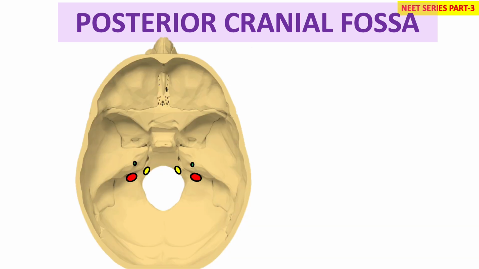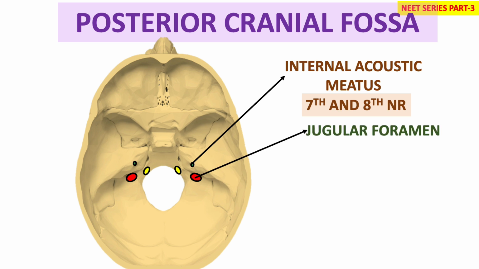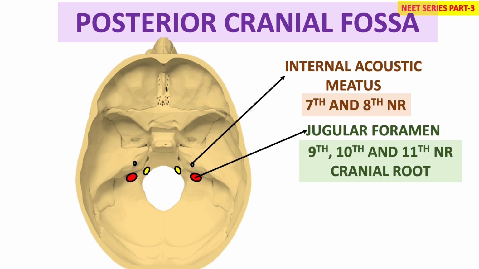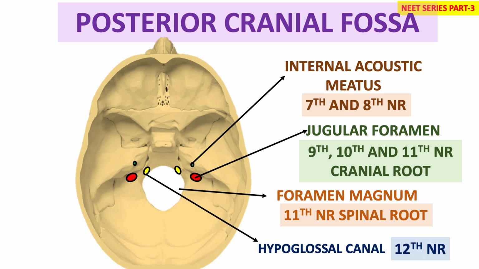So in the end, I'm just going to summarize the whole video. From the internal acoustic meatus, we have the 7th and the 8th nerve which pass. From the jugular foramen, we have the 9th, 10th and 11th nerve cranial root which pass. From the foramen magnum, the 11th nerve spinal root passes, and from the hypoglossal canal, as the name suggests, the hypoglossal nerve passes.